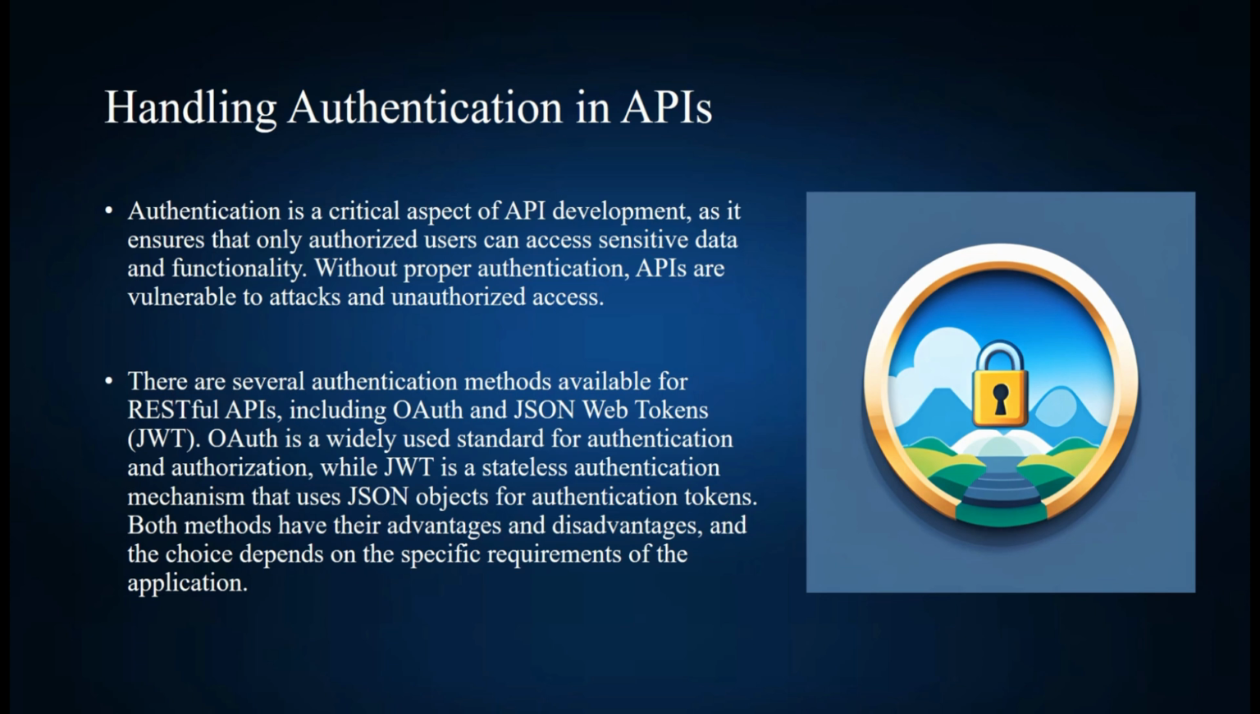Handling authentication in APIs. Authentication is a critical aspect of API development, as it ensures that only authorized users can access sensitive data and functionality. Without proper authentication, APIs are vulnerable to attacks and unauthorized access. There are several authentication methods available for RESTful APIs, including OAuth and JSON Web Tokens. JWT is a widely used standard for authentication and authorization, while OAuth is a token-based authorization framework. Both methods have their advantages and disadvantages, and the choice depends on the specific requirements of the application.